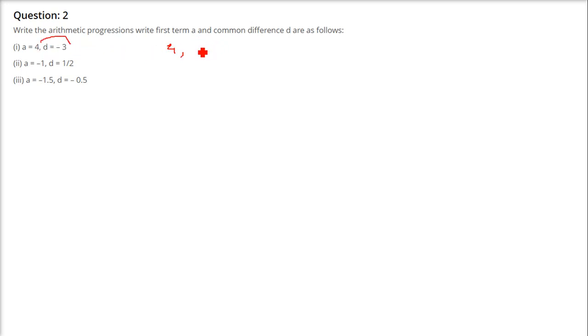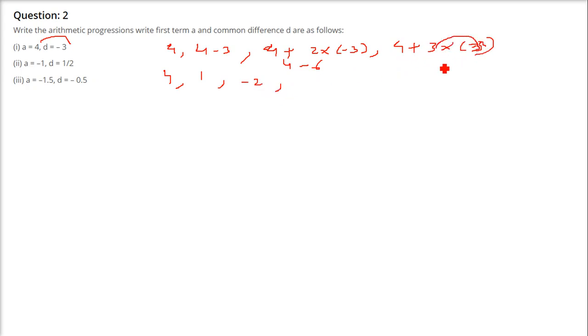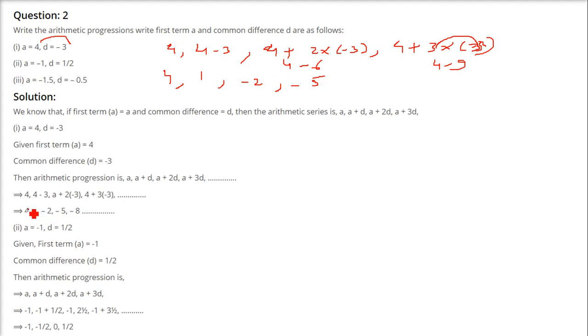Then the other term will be A plus D, 4 minus 3. Then A plus 2D means 4 plus 2 into minus 3. Then A plus 3D, next one, 4 plus 3 into minus 3. So what will be this? 4 minus 3 is 1. Then 4 plus 2 into minus 3, 4 minus 6, this will be minus 2. Then 4 plus 3 into minus 3, so this will be minus 9. 4 minus 9 is minus 5. So this will be 4, 1, minus 2, minus 5, minus 8 like this.